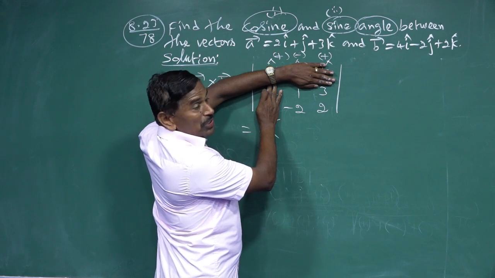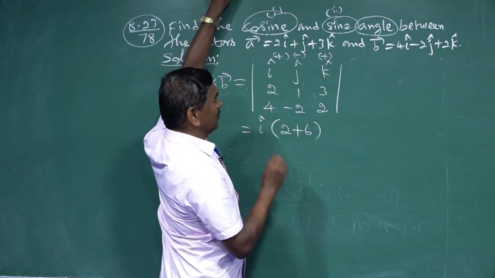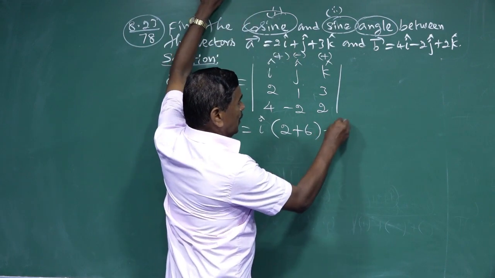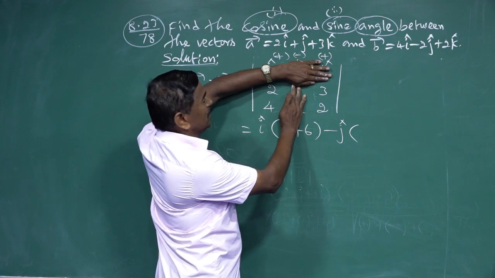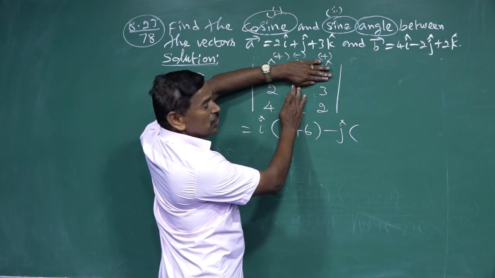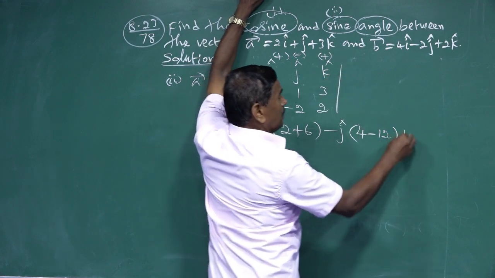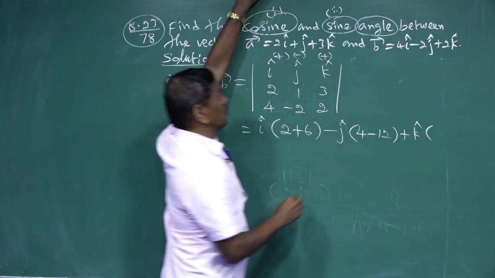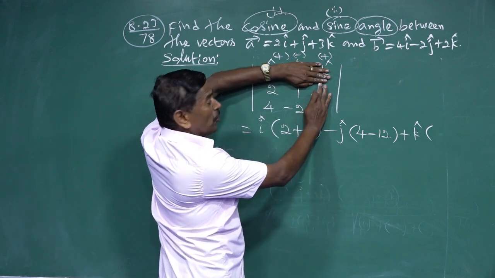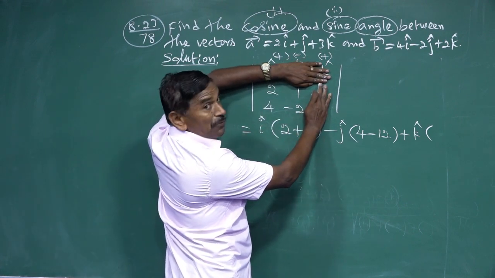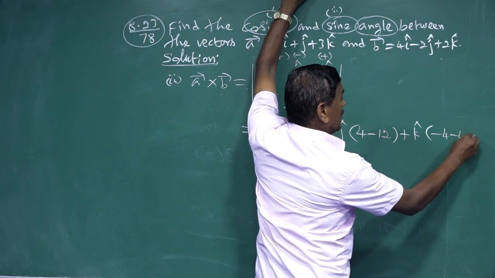Very good. 1 2 is 2. 2 plus 6. 2 plus 6. Very good. Next, minus into j. Minus j into. Forget its respective row and column. Yes. 4 minus 12. Very good. Plus k cap into. Forget its respective row and column. Can you tell me the answer? Yes. Minus 4. Very good. Minus 4.